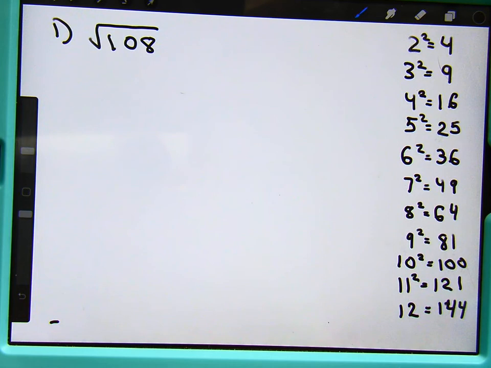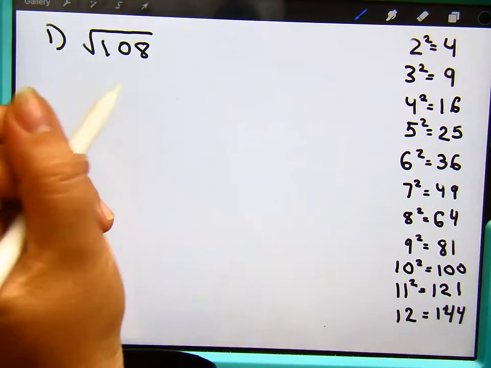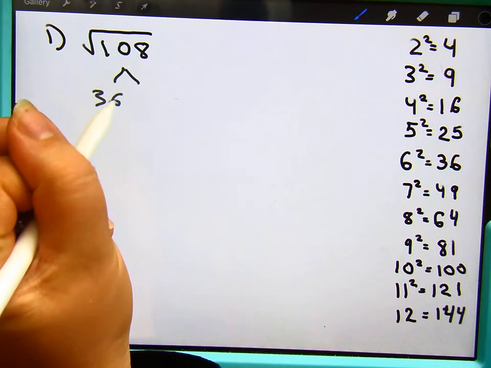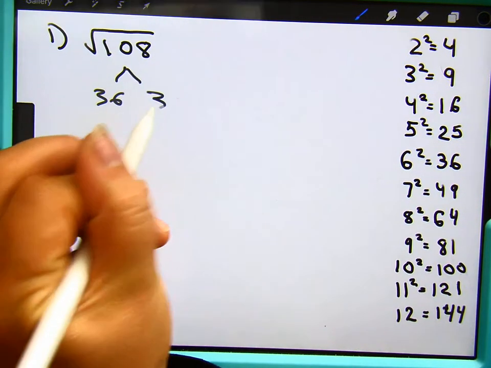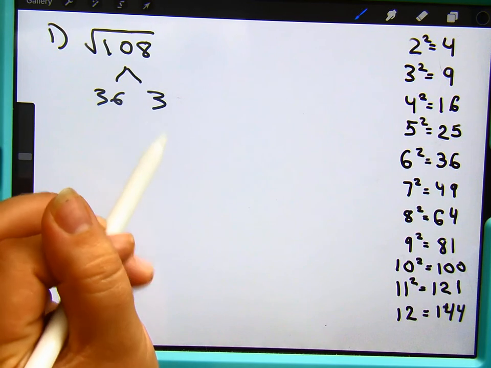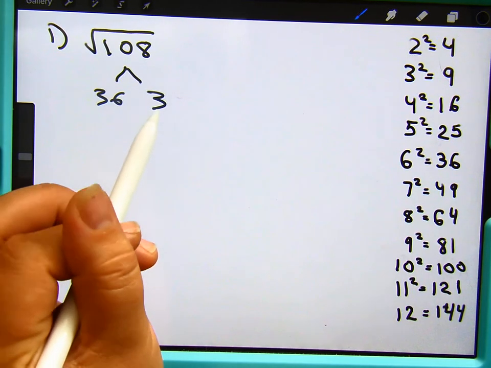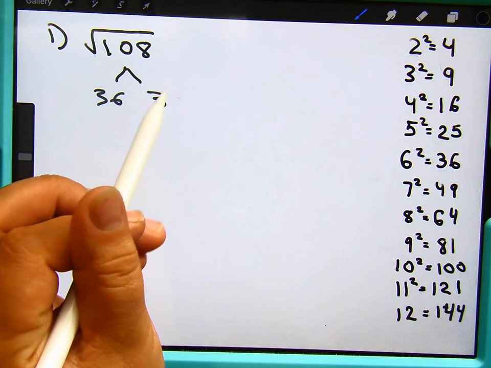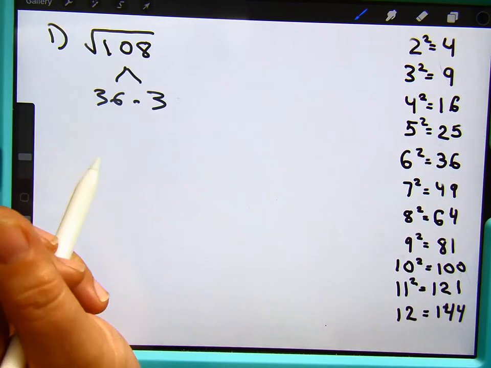So what about 36? When I divide 108 by 36, which is a perfect square, I get 3. Well, 3, I can't reduce that any further. There are no perfect squares that go into 3. So I have my answer.